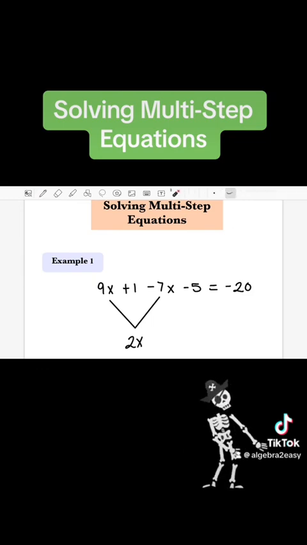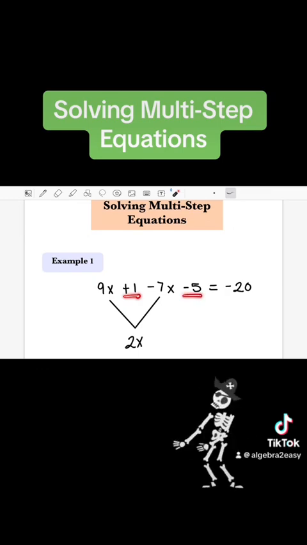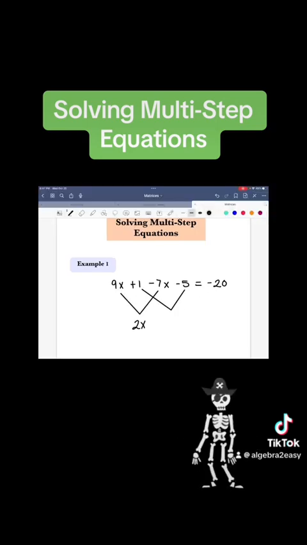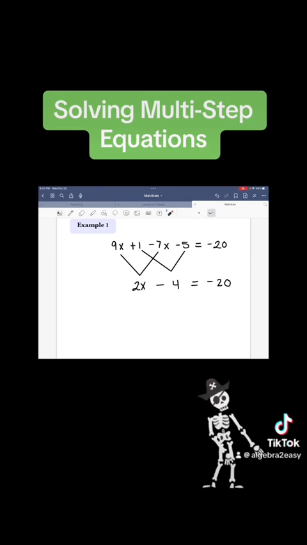Now let's take a look and see if there are any other like terms. We have a constant of a positive 1 and another constant of a negative 5. So because they are like terms, we will do the same thing and we will add those together. So 1 minus 5 is going to give me negative 4. And we're going to set that equal to negative 20. Now it's like yesterday's example where we can simply solve using two-step equations.